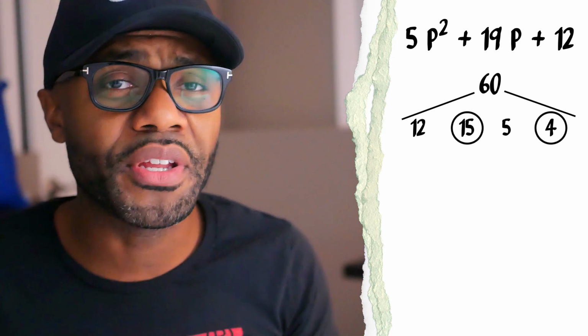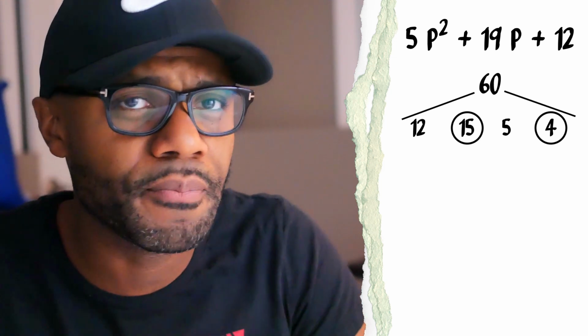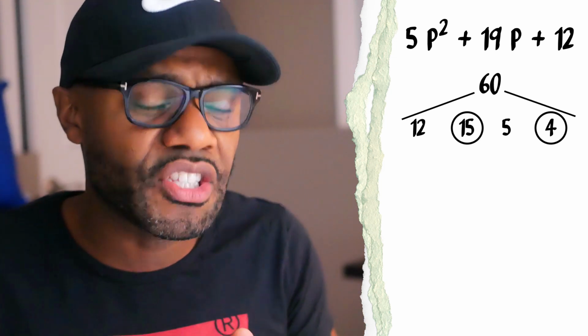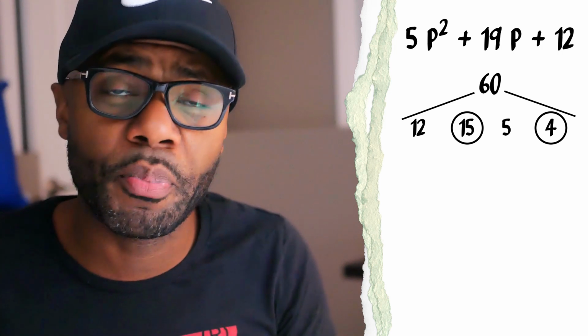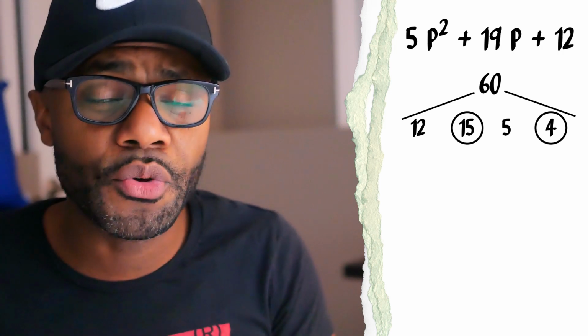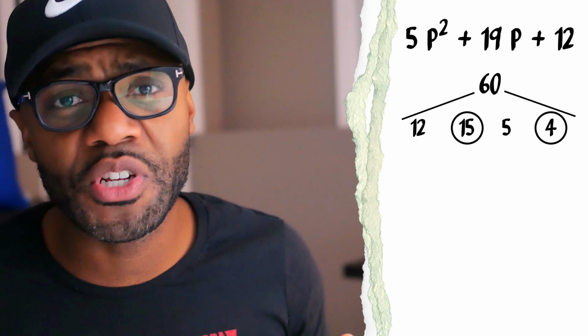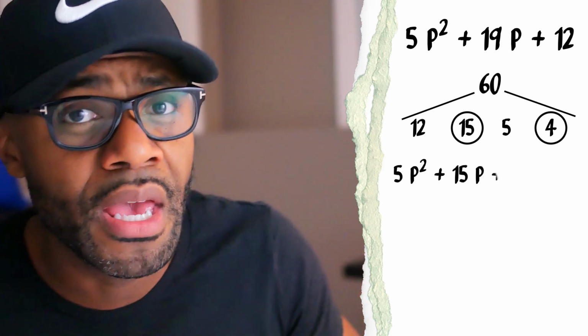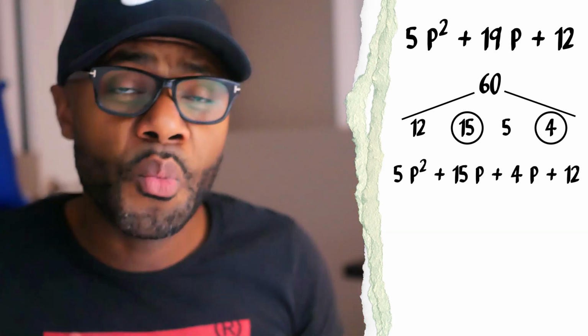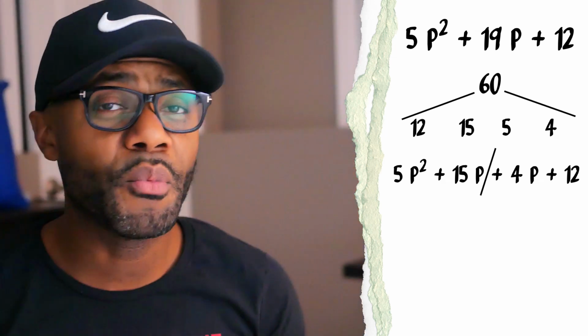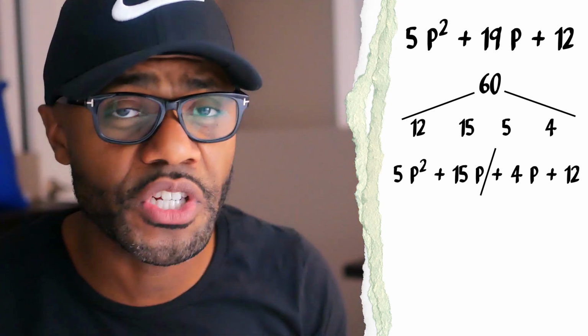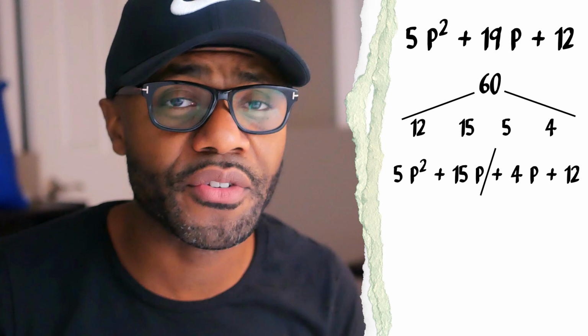So we're going to put it through the same procedure we did last time. We're going to put the 15 next to the 5p squared and we're going to put the 4 next to the 12, leaving us with an expression of 5p squared plus 15p plus 4p plus 12. We can split it right down the middle. Then we're going to use GCF once more and find the greatest common factors on both sides.